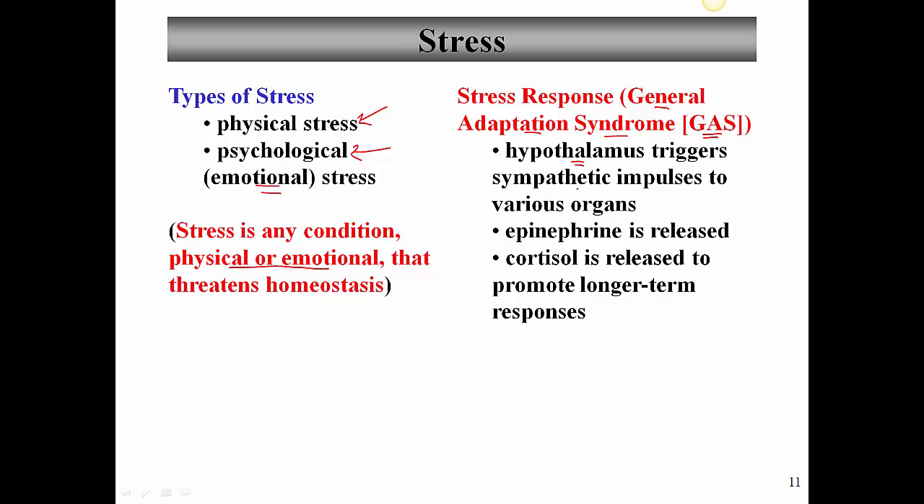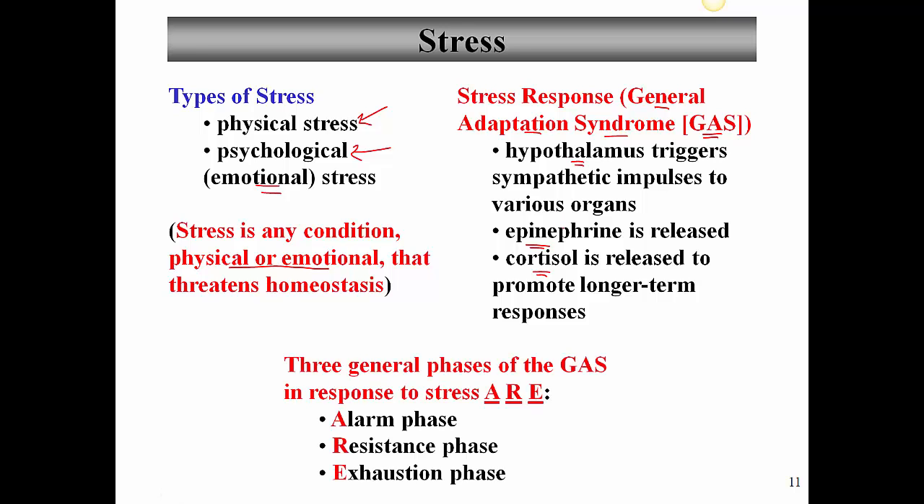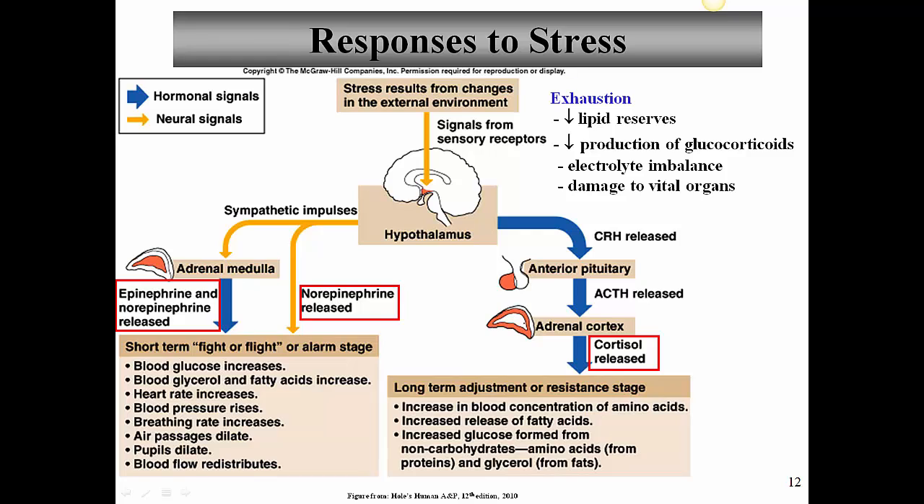What the hypothalamus does is trigger different things to be released, primarily epinephrine in one phase and cortisol and glucocorticoids in the next phase. And we want to take a look at these. The response to stress is easily remembered by the mnemonic ARE. We have 3 stages or phases to the GAS, or General Adaptation Syndrome: the alarm phase, the resistance phase, and finally the exhaustion phase if this goes on long enough. Let's talk about each of these in turn.